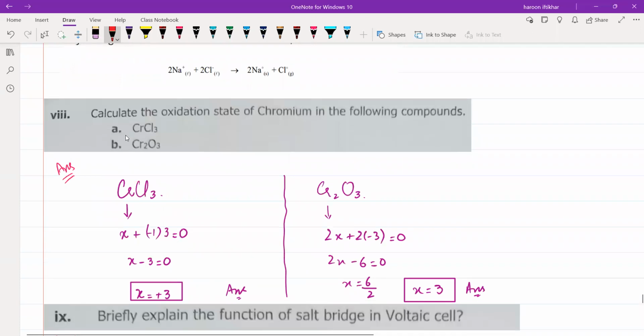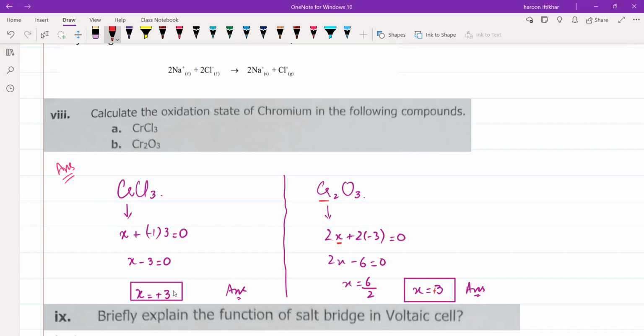Okay, so we have now the eighth question here. Calculate the oxidation state of chromium in the following compounds. You can see CrCl3, so chloride is -1. -1 times 3 plus X is equal to 0. X minus 3 is equal to 0. The state is +3. Similarly, in Cr2O3, we are not familiar with the state of chromium, so I'm writing X. There are two chromiums, so I'm writing 2X.